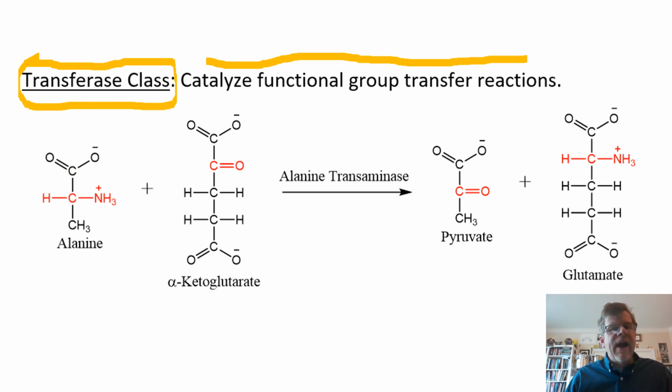Let me clean up the structure a little bit here. In red, we have a transfer of functional groups. This amino group and this carbonyl group, if we look over to the product profile, are now transferred. One is transferred to the other. It doesn't matter what this specific reaction is, but we could look at this reaction and say, it looks like we have a functional group transfer from at least one molecule to another. Therefore, alanine transaminase, notice it has the word trans in it for transferase, would be of the transferase class of enzymes.